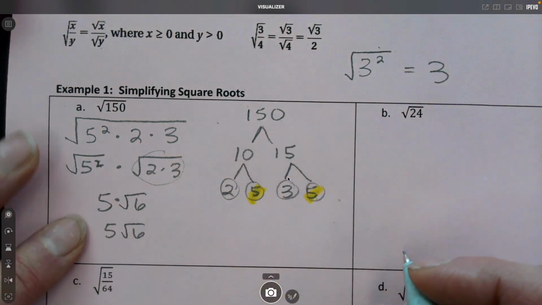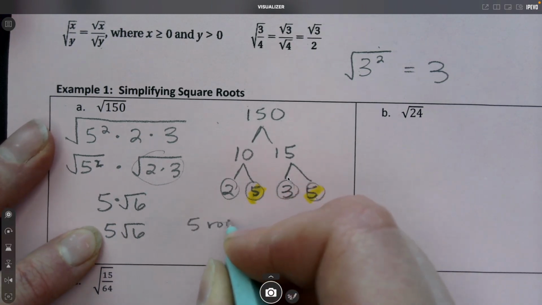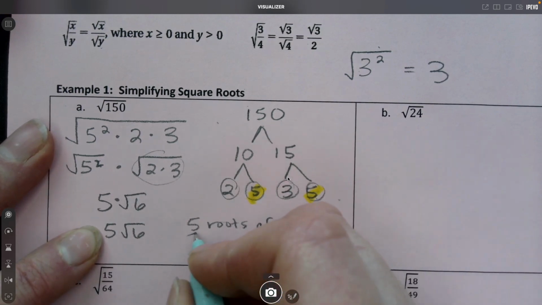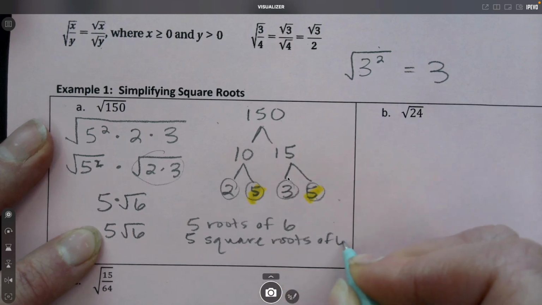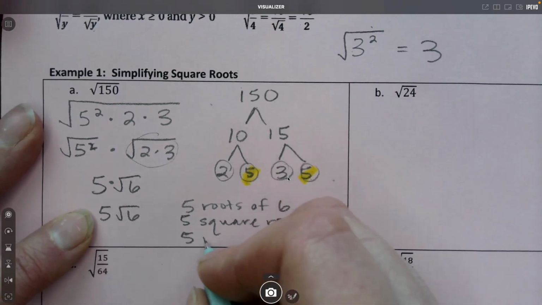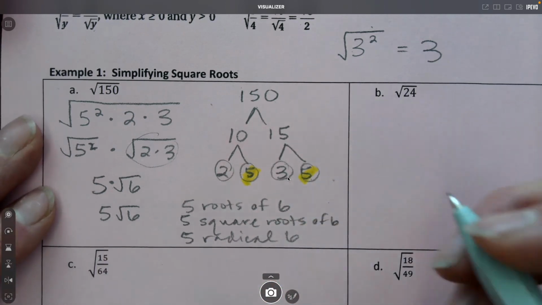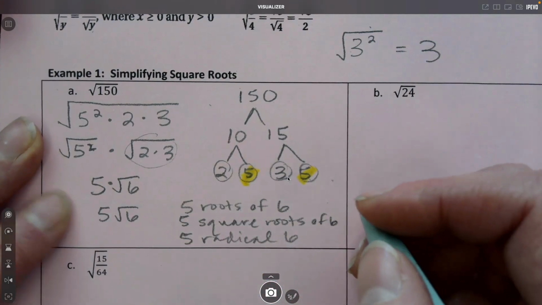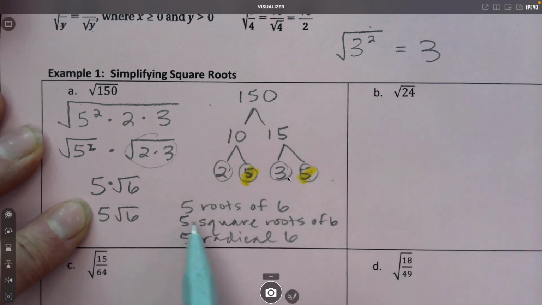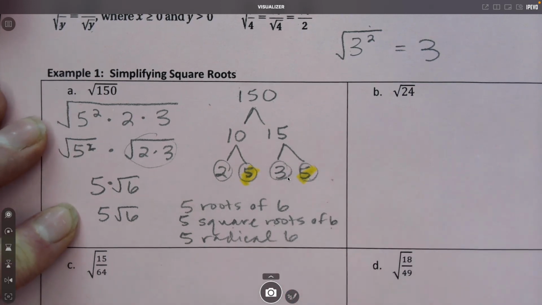And there's lots of different ways to read this. I've heard students say 5 roots of 6. I've heard them say 5 square roots of 6. And this is not just students, it's teachers also. I've heard people say 5 radical 6, because technically it is a radical symbol. Or 5 root 6, where they don't even have the S in there. So there's lots of different ways that we could word this or say this out loud. I tend to say 5 square roots of 6 because it is a square root, but that's probably the longest way to say this. I don't really care what you choose as long as we're mathing correctly.